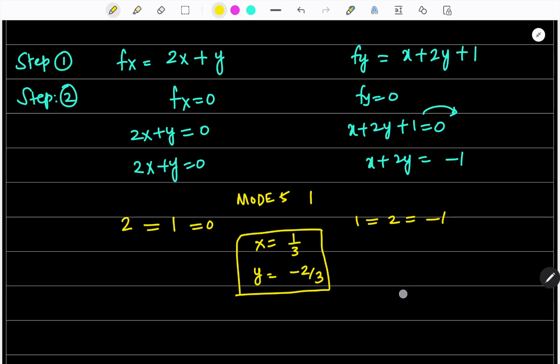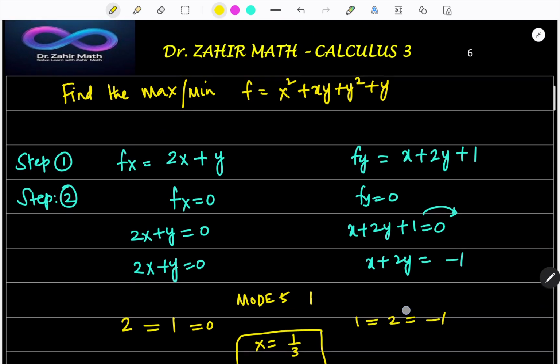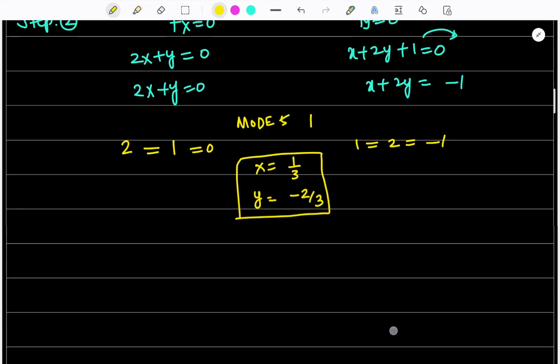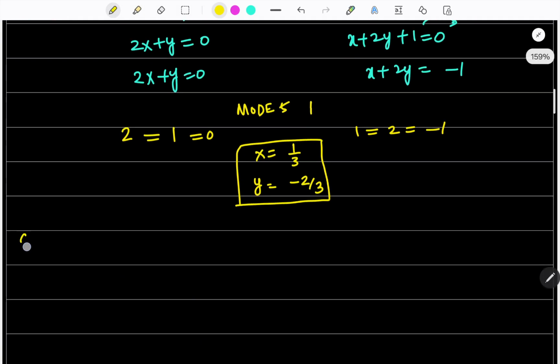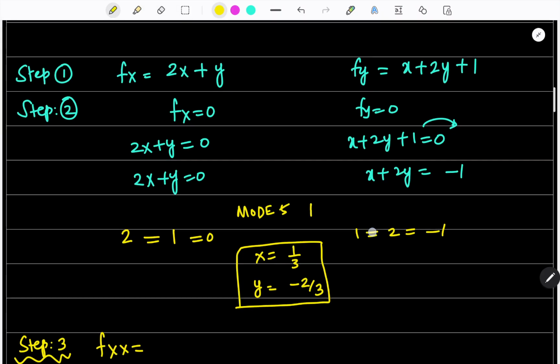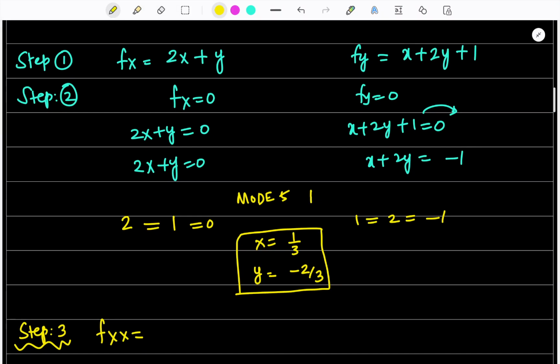So we got x and y. Now what we need to do? We need to go for second order derivatives, right? Step number 3. So we are going to find fxx. So what's your fxx? You're going to take the first one with respect to x again. So what will you get? You will get 2.